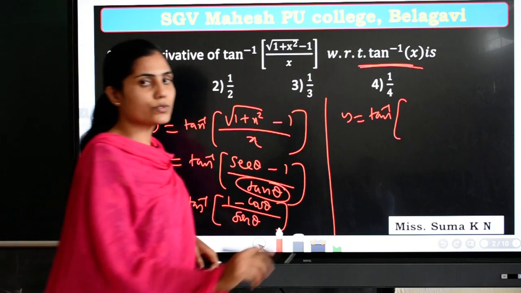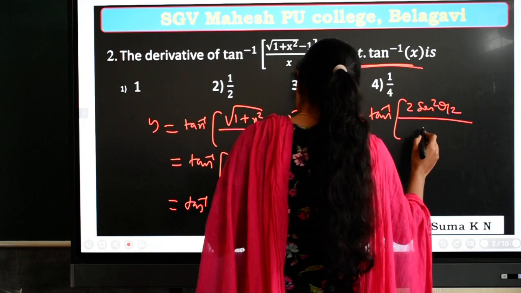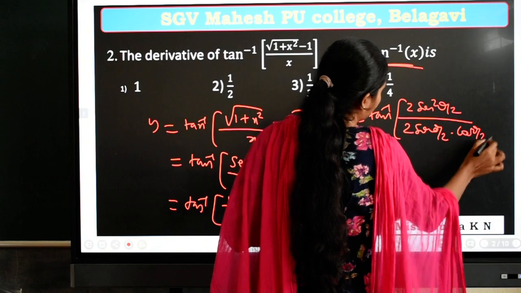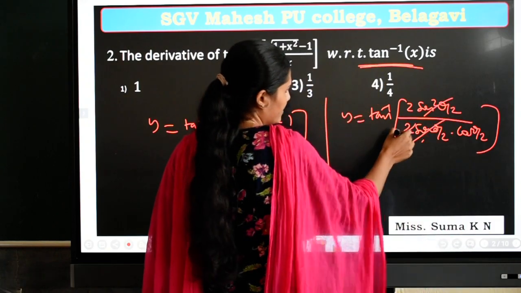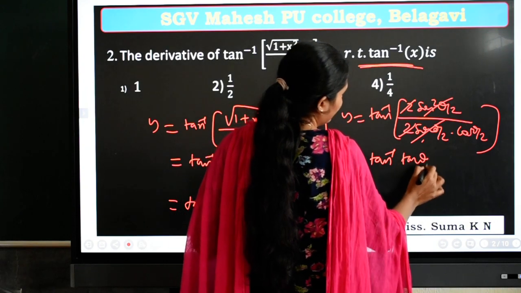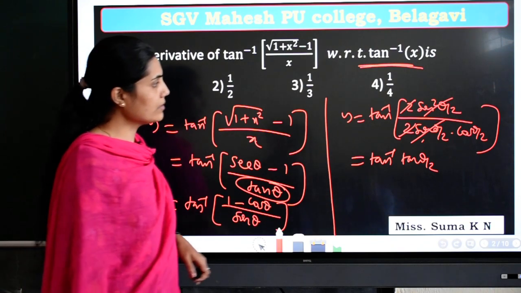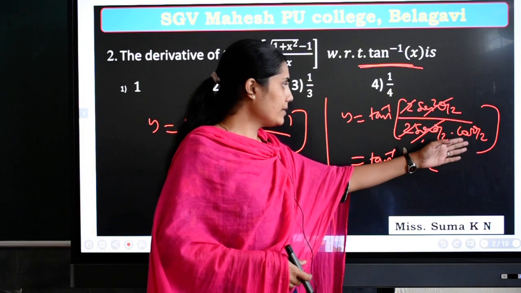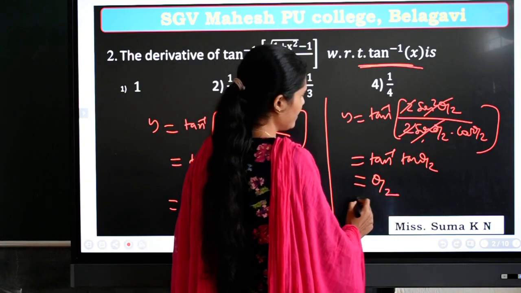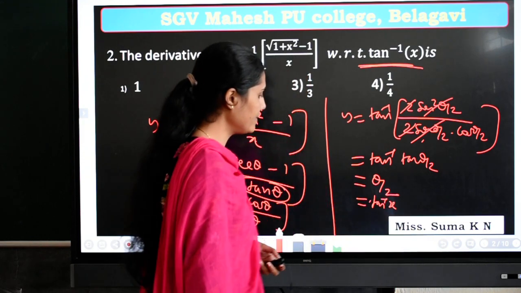The formula is 2 sin square theta by 2, the half angle formula. 2 sin square theta by 2 divided by sin theta, which is 2 sin theta by 2 into cos theta by 2. One sin theta by 2 term gets cancelled. What remains? Here you will get tan theta by 2, because in the numerator you get sin theta by 2 and in the denominator cos theta by 2. Sin theta by 2 divided by cos theta by 2 is tan theta by 2. Tan inverse of tan theta by 2 is theta by 2. And theta, by back substitution, is tan inverse x, so y is tan inverse x divided by 2.